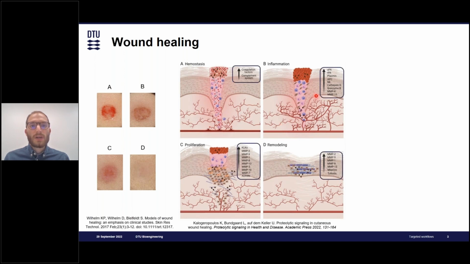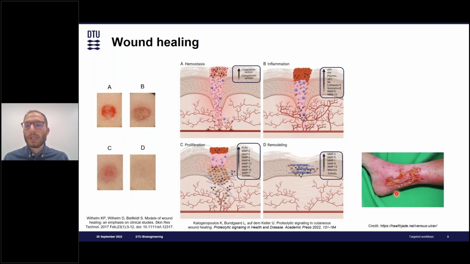Now, proteases are involved in all of these stages, and being a protease group, we would like to know what these proteases do and what the substrates are in the process of wound healing. And this is not only a basic research question. A dysregulation of protease enzymes and their inhibitors can cause aberrant physiology, which can result in chronic wound phenotypes.